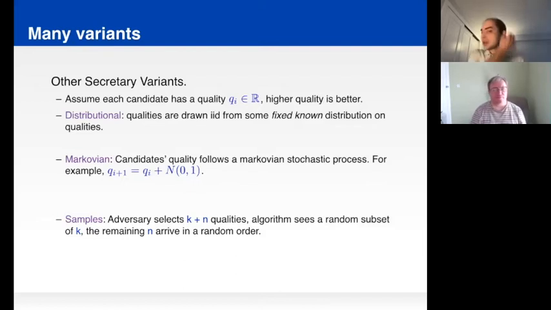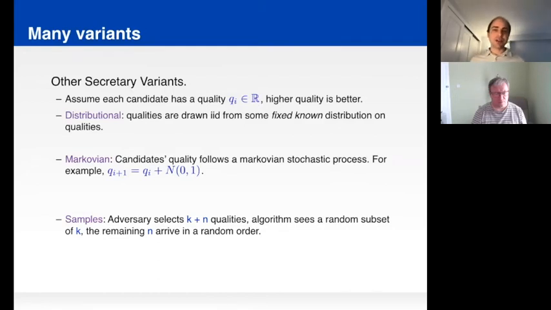I can say, well, suppose these qualities are drawn IID from some fixed known distribution. So let's even say that the distribution is 0, 1 uniform. It's a very simple distribution. And so I get these qualities, and I see somebody who's a 0.3. If it's early in the time, I'm going to say, well, I'm going to wait longer.